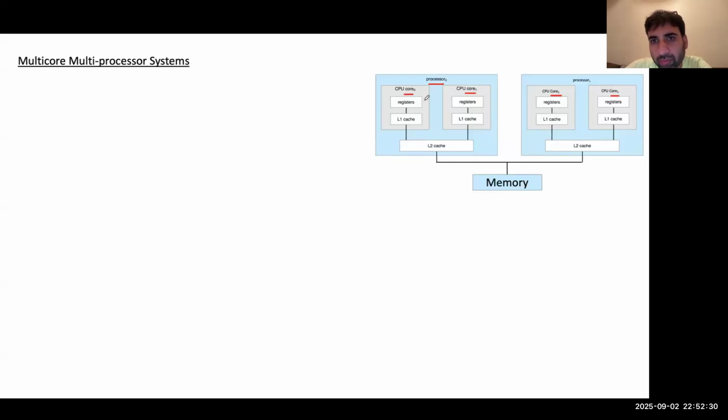And the other thing is that the core has its execution unit, its registers, and a private L1 cache. Each core has its own private L1 cache, and the L2 cache is shared between the two cores in the same processor, right? And the same is the case here. The two cores in processor 1 have their own private L1 cache and they have a shared L2 cache. And then the memory is in a different chip. Remember, the important thing is that these two cores are on the same chip and these two cores are on the same chip, right? And memory is a shared resource now.